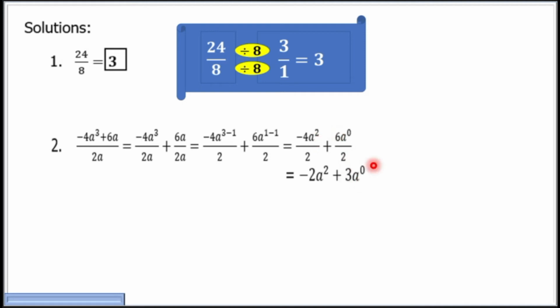So na may 0 diri, mao na ba ni ang final answer? No, 0 pa man ni simplify pa nato. So just copy the first term, negative 2a squared plus 1, di ba? Any number raised to the power of 0, the answer is 1. So 3 times 1, final answer here is negative 2a squared plus 3. Something nga kain sa polynomial? This is binomial, duha ka terms. First term, second term, na in between nila is ang operation sa addition. Okay, very good.